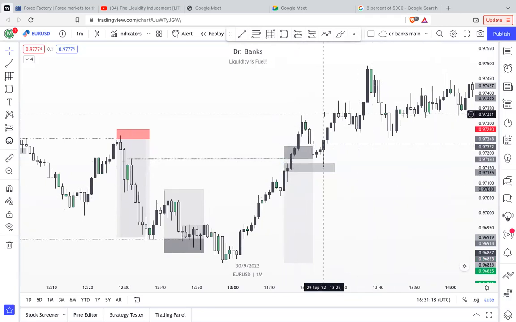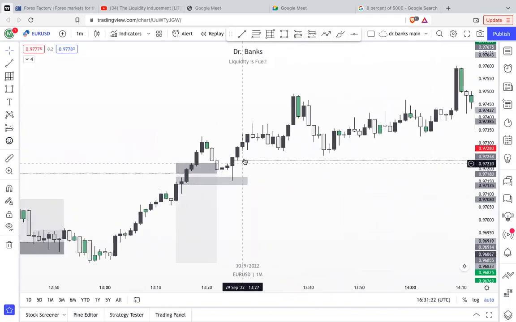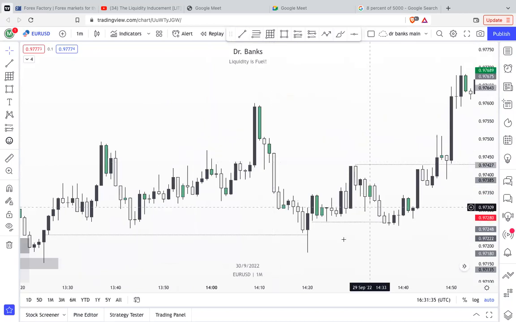to break this structure to the upside, right? Which means that I need to now look for the next inducement level to be taken out, which was this one for me. Because if you look underneath it, there's some level of imbalance between this and this, right? So this was my inducement point after the grab on liquidity and break of structure. So price came in nicely.